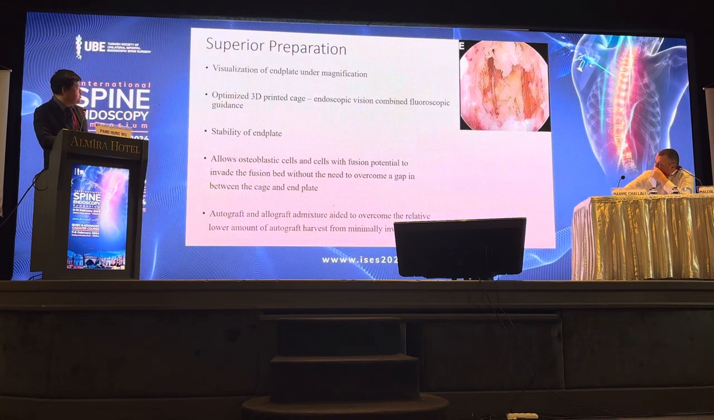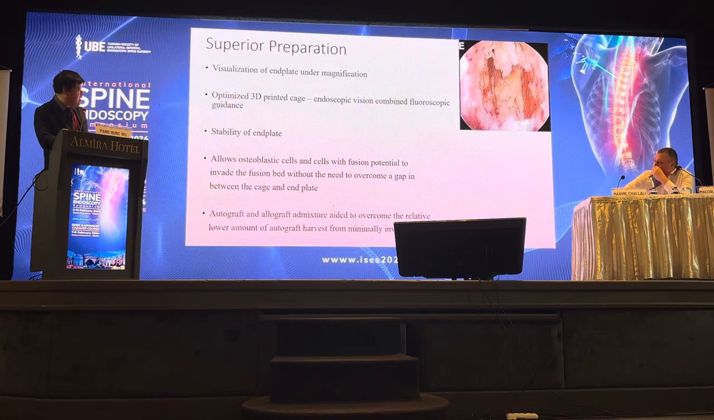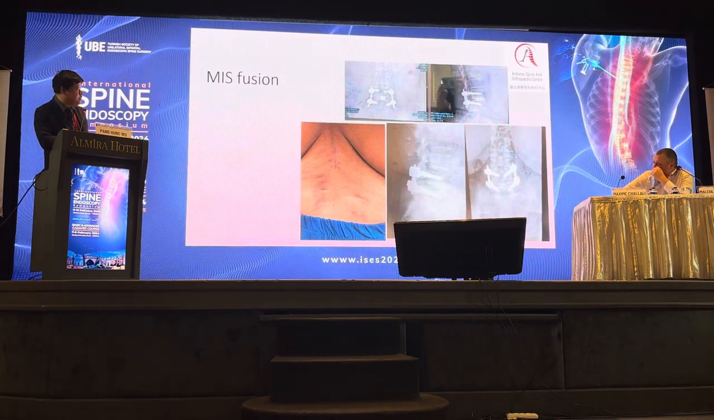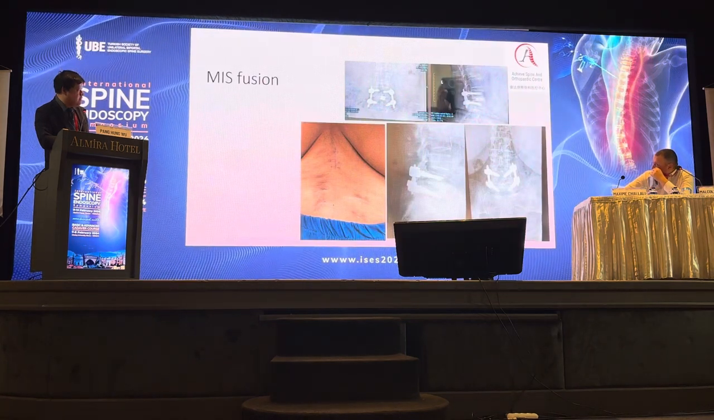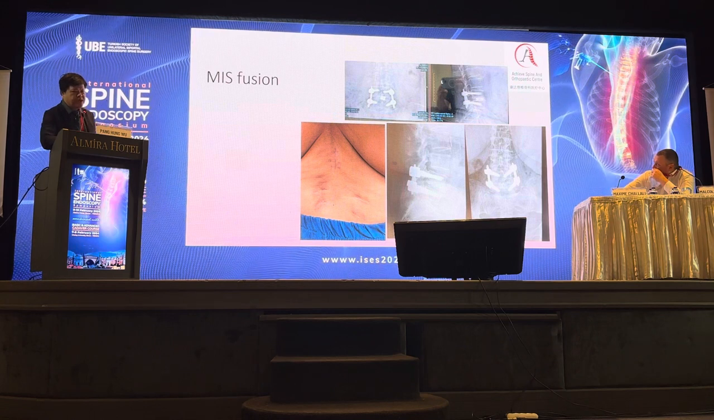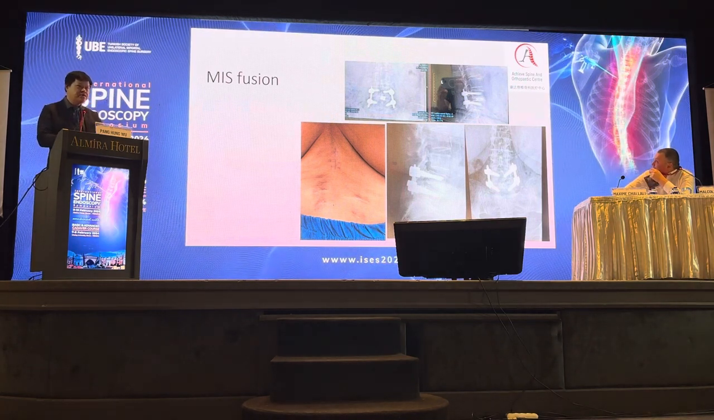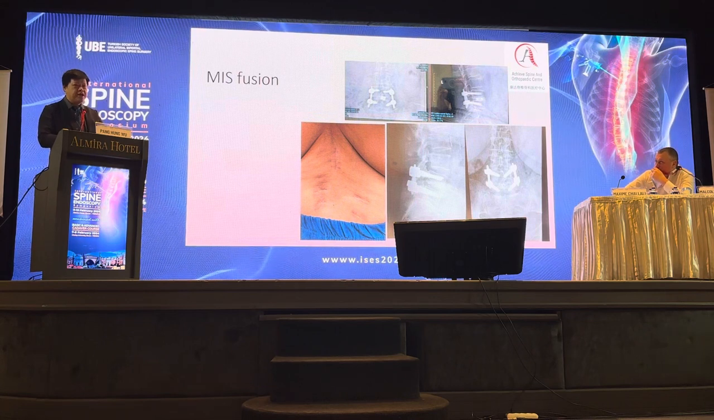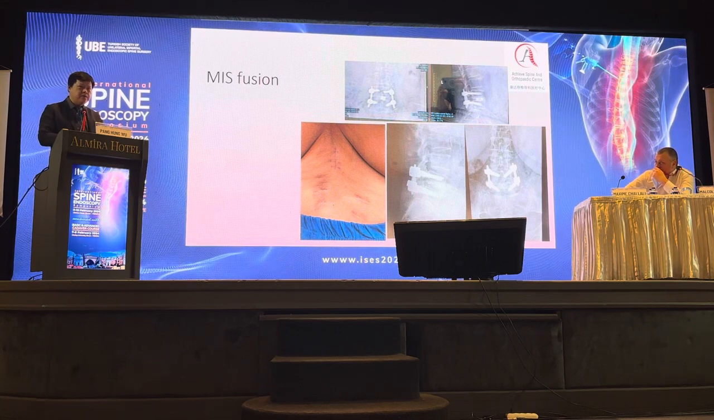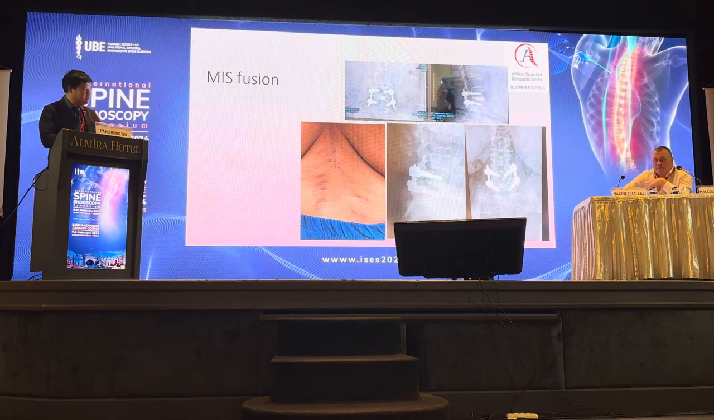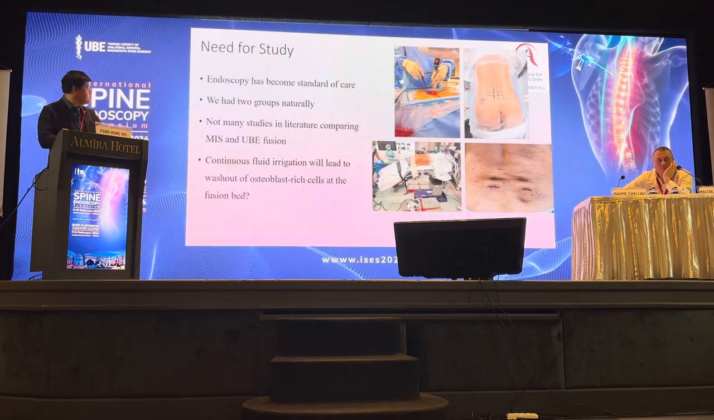So overall, superior ampli preparation, which I have highlighted several times, use of either 3D printed or pig cages. Typically, in large or small patients, they are very fair in endoscopy. We use very similar size wound. It doesn't mean that a person who is more obese or bigger deserves a bigger wound, unlike open surgery, which is the benefit in endoscopic fusion.